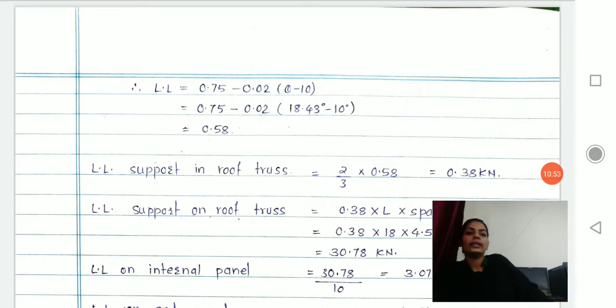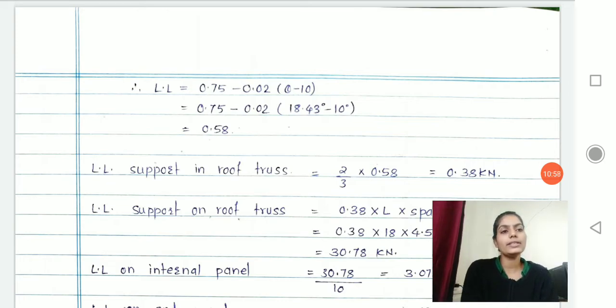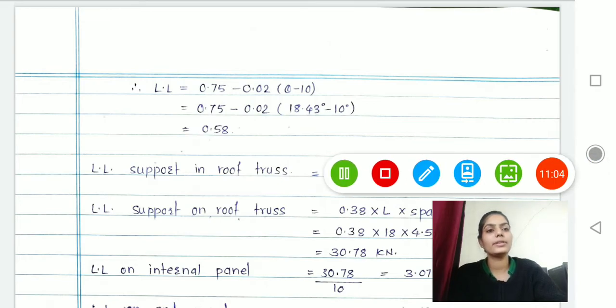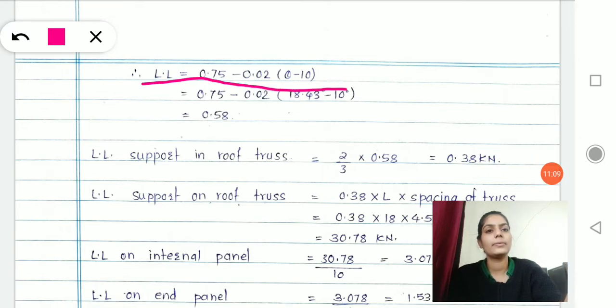Now see here, I have calculated the live load for you. Live load is equal to 0.75 minus 0.02 times (theta minus 10). I am reading this from here. This finally gives us the answer 0.58. This is the live load.